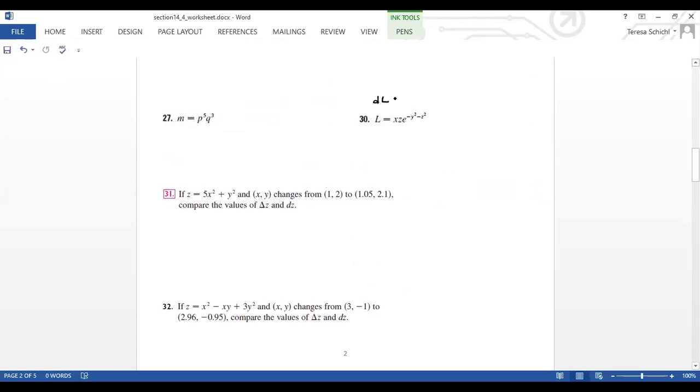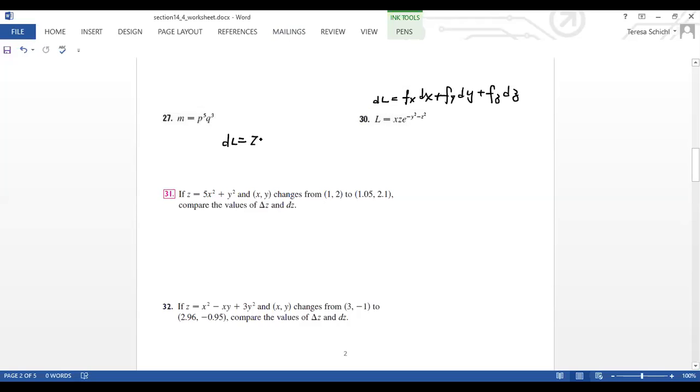So remember, dL will be equal to what? The partial derivative with respect to x dx plus the partial derivative with respect to y dy and the partial derivative with respect to z dz, right? Okay, so let's try to see. I need to have a little bit more space here. So this is dL. So take the derivative of x, everywhere else. So x is here.